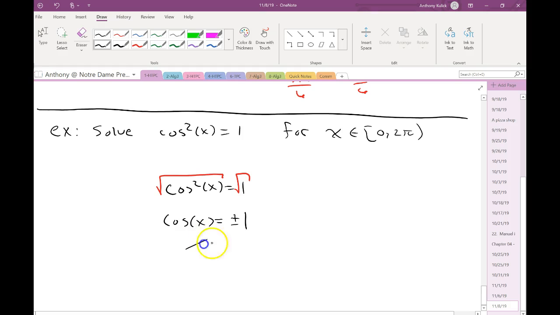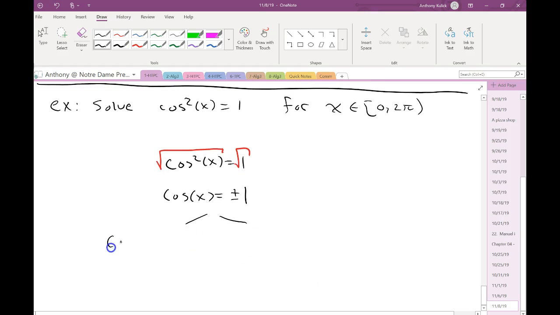So I can now split this off into 2 equations. Cosine x equals 1, and cosine x equals negative 1. Everybody's okay there? So if I then take the cosine inverse of both sides, I get that x is equal to the cosine inverse of 1 and the cosine inverse of negative 1.